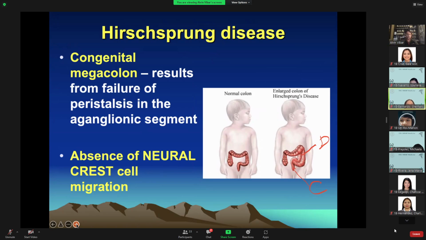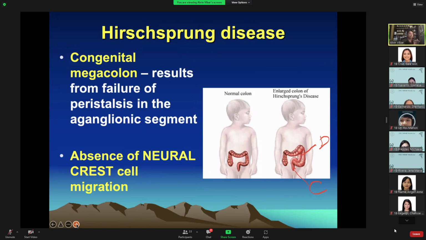Abnormal. Dilated is normal, abnormal. Normal po. Abnormal po. Abnormal. Ayaw. Ano ba talaga? Normal, abnormal. Abnormal po. Yan tayo eh. Pumasa kayo ng micro A eh. Babalik ko kayo eh.